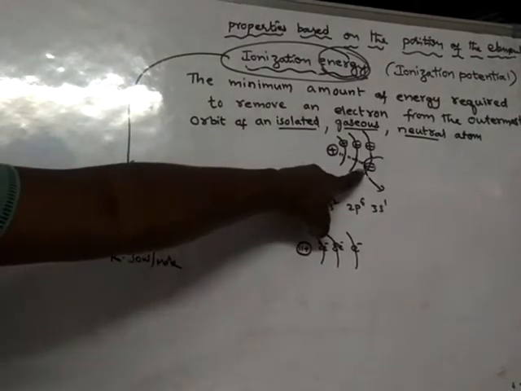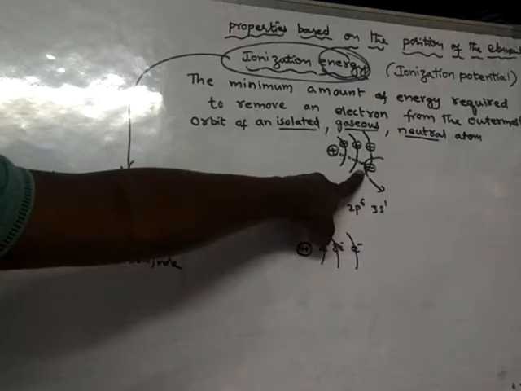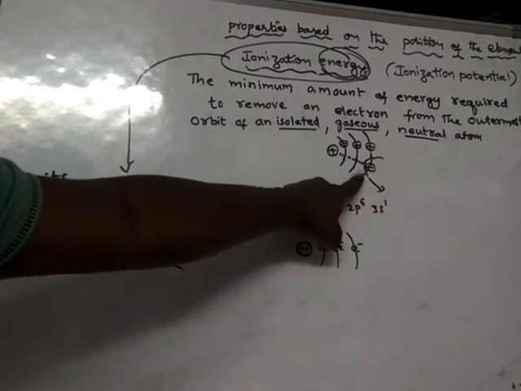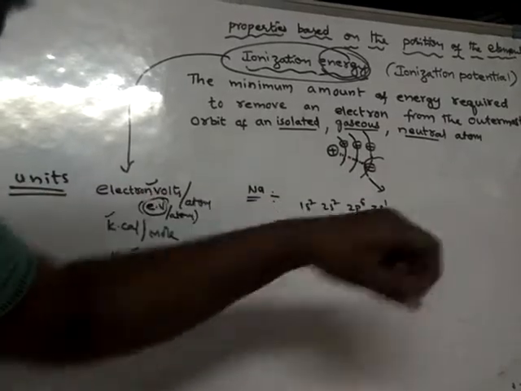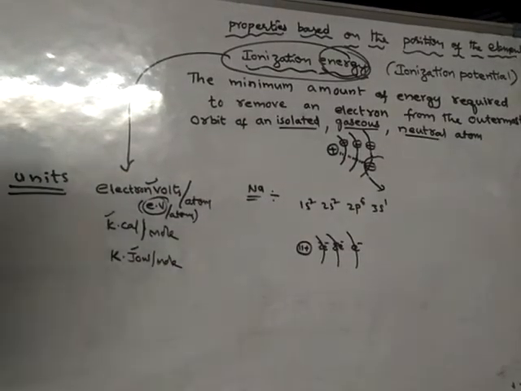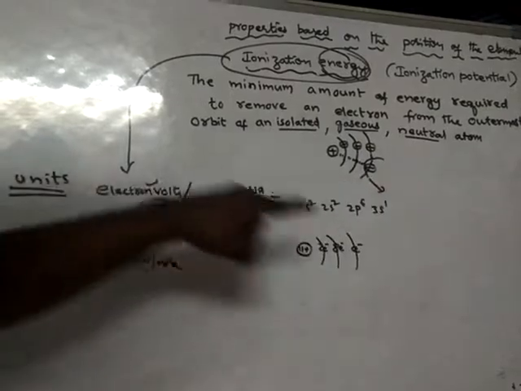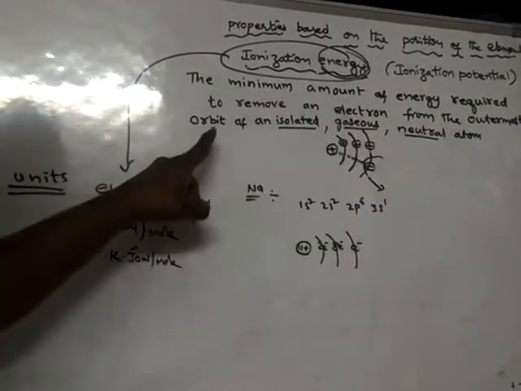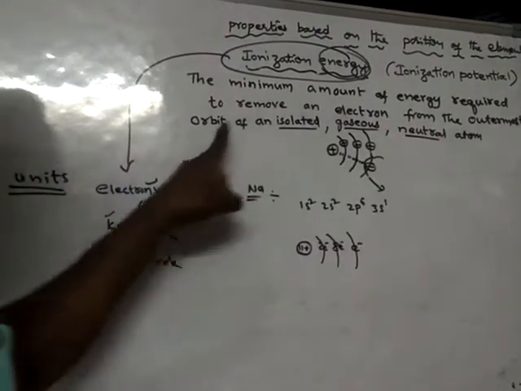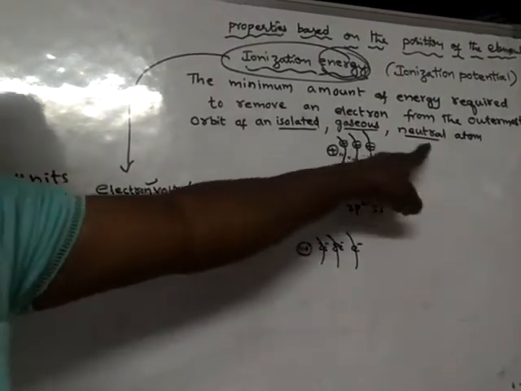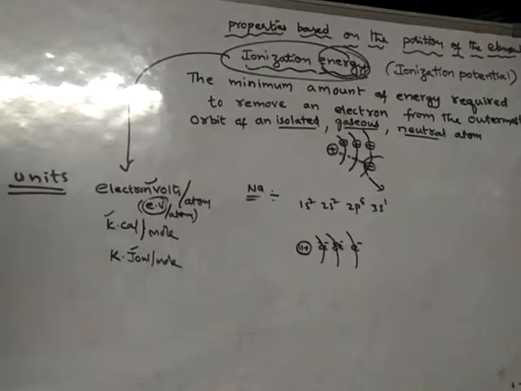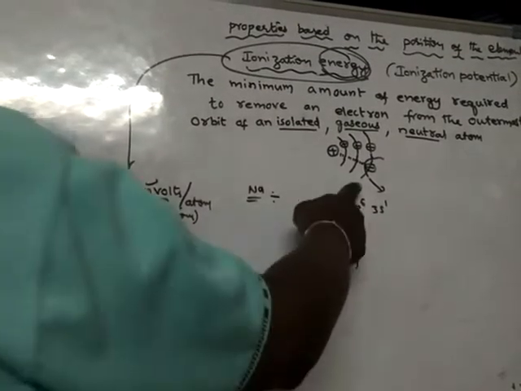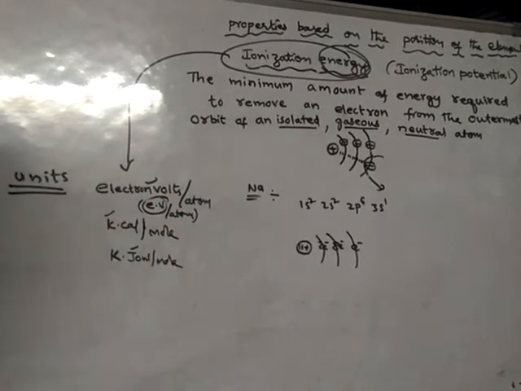Suppose I want to remove an electron, I have to remove it from the neutral atom. If I want to remove an electron from an atom, initially I have to take a neutral atom and remove that electron. So that is why the definition goes like this: the minimum amount of energy required to remove an electron from the outermost orbit of an isolated gaseous neutral atom. Okay, so like this, an electron can be removed.